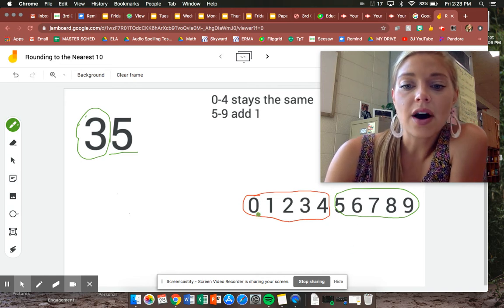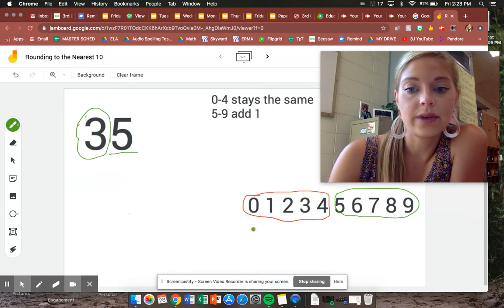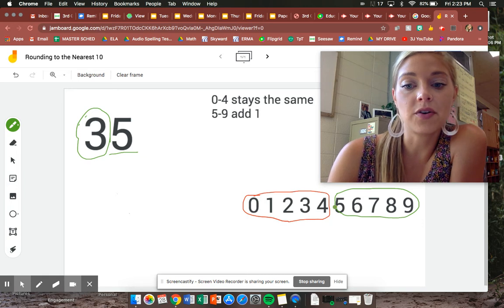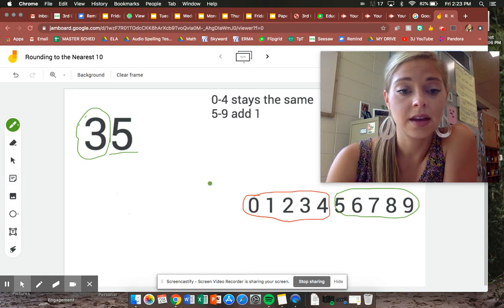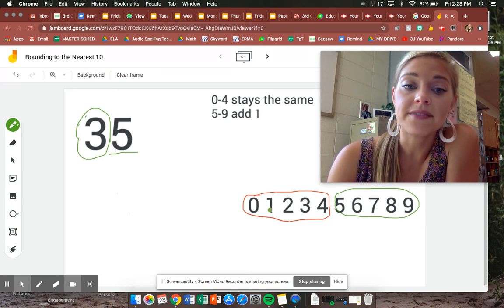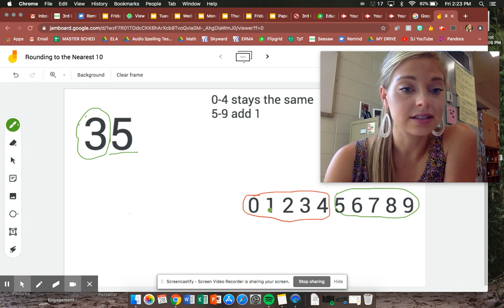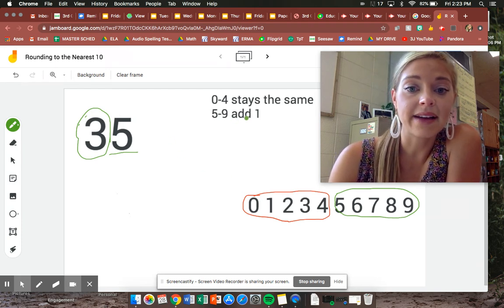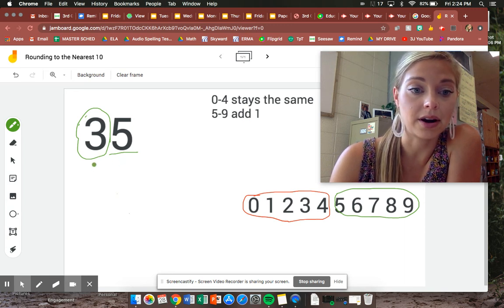Okay, so on our number line, where is the 5? Is it in between 0 and 4 or 5 through 9? If you think it is in between 5 through 9, then you are correct. Okay, so that means we have to do what to the circled number? Look right here. What do we have to do to the circled number? That's right, we have to add 1. So we're adding 1 to the circled number. 3 plus 1 equals what? 4.